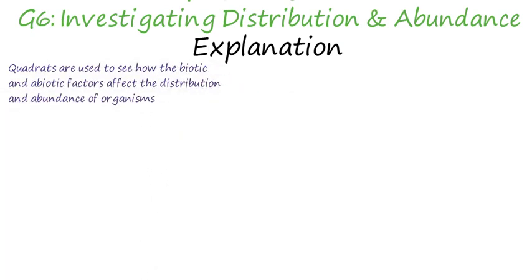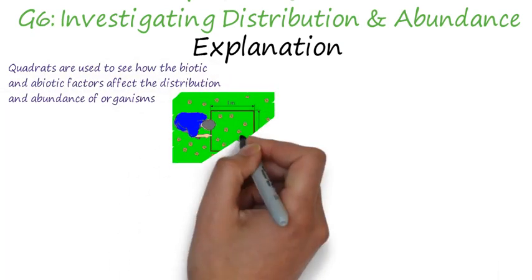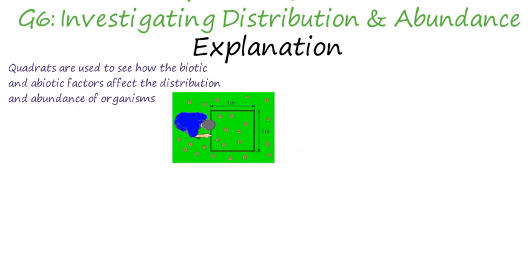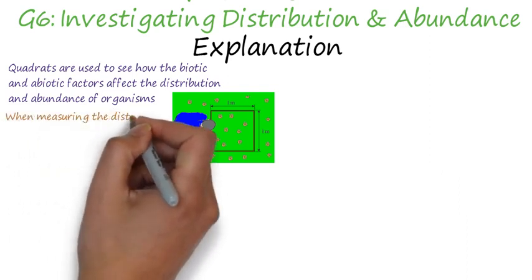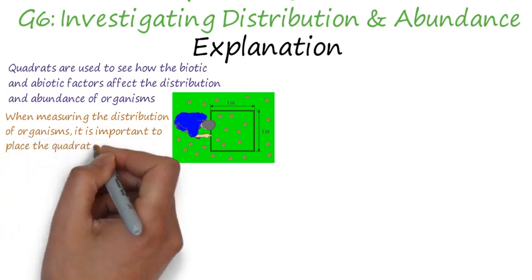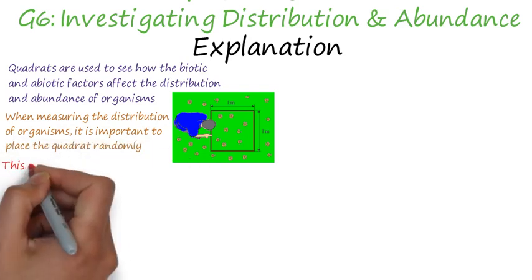Communities can be studied in fieldwork. In fieldwork, quadrats are used to see how the biotic and abiotic factors affect the distribution and abundance of organisms. Quadrats are simple and effective ways of estimating the population size of plants and small creatures. This is usually done in a 0.2 metre squared area.